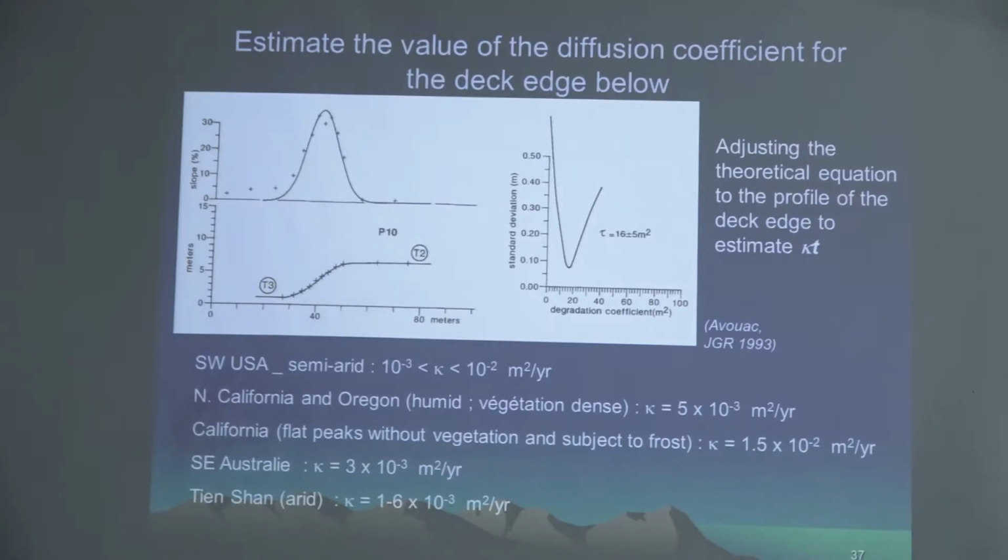It has been done in different settings: Southwest USA, on terrace risers or on marine terrace risers. It has been done in North California in a slightly more humid environment, and in Southeast Australia. This example is from Tian Shan, relatively arid. The rate which has been found goes from 1/1000th of a square meter to, let's say, 1/100th of a square meter per year. So this is the range of values.